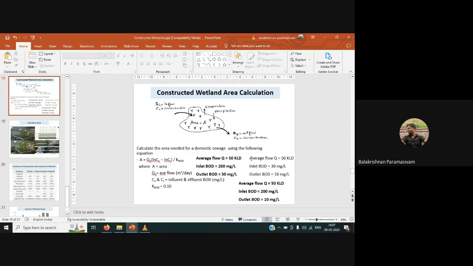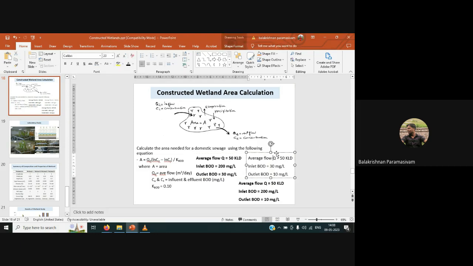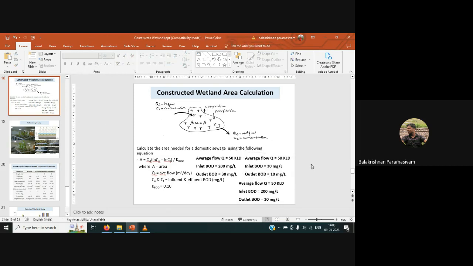Suppose we have already provided some biological treatment system. So the treated sewage has an inlet BOD of 30 milligram per liter, then the outlet BOD is 10 milligram per liter. So then for this quantity, how much area is required? Just for the understanding. Same formula, instead of 200, we need to provide 30.